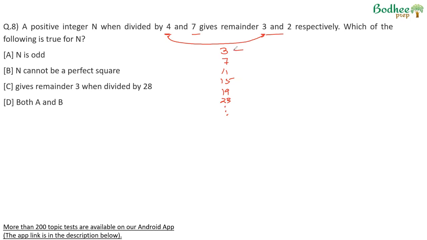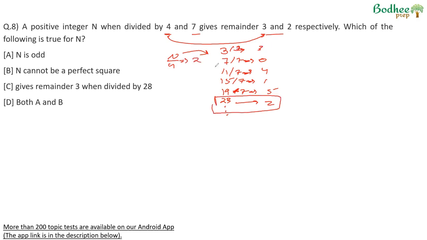Checking these numbers for 7. Divide by 7, the remainder here will be 3. Here the remainder will be 0. Here it will be 4. Here it would be 1. Here it would be 5. And here it would be 2. So these were the numbers which when divided by 4 leave a remainder 3. We check them for remainder with 7. 23 satisfies both conditions. The smallest number is 23.